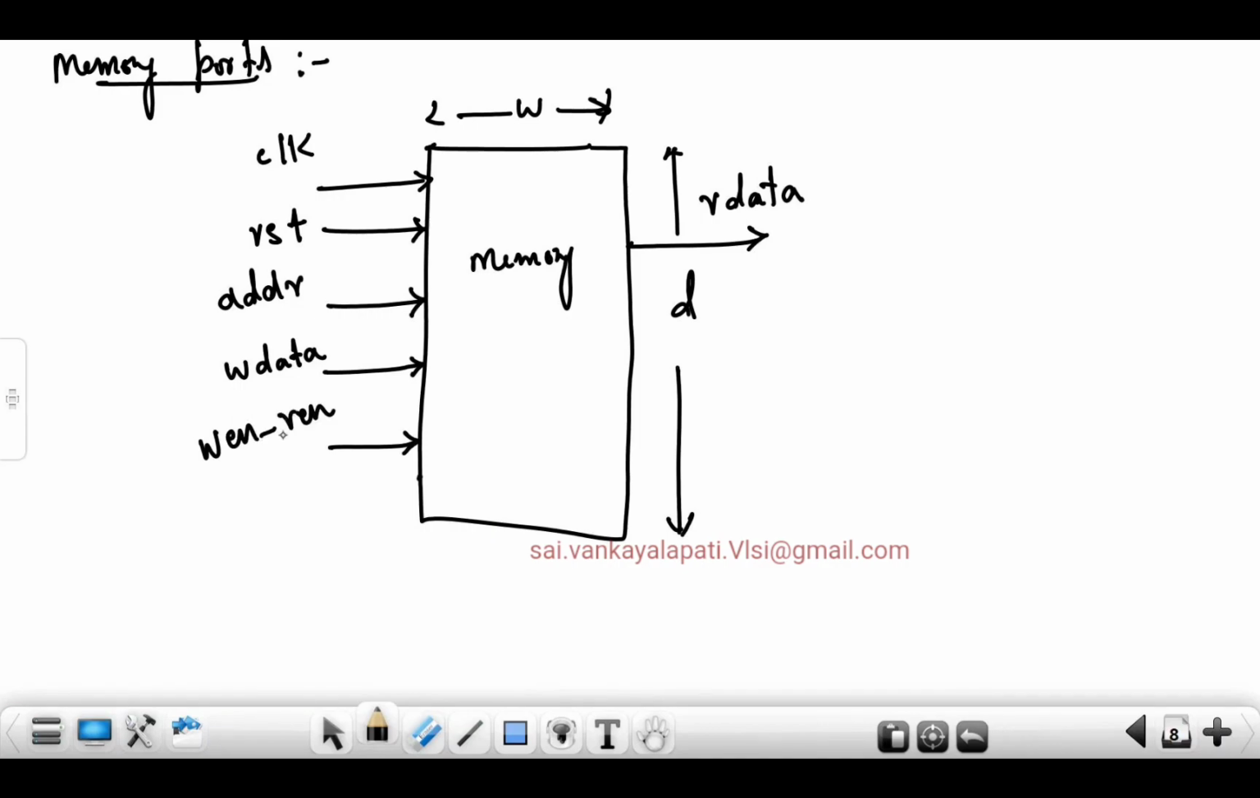Don't get confused. If write enable or read enable is equal to 1, I'm writing the data to the memory. If it is equal to 0, I'm reading from the memory. You understand? Later we'll see how to do handshaking. What is the handshaking concept in the memory? The handshaking concept requires two inputs: one is the valid input and the other is the ready input.